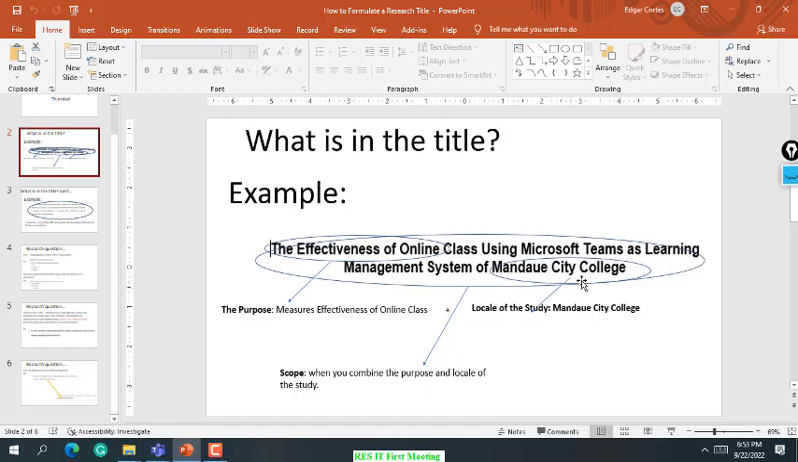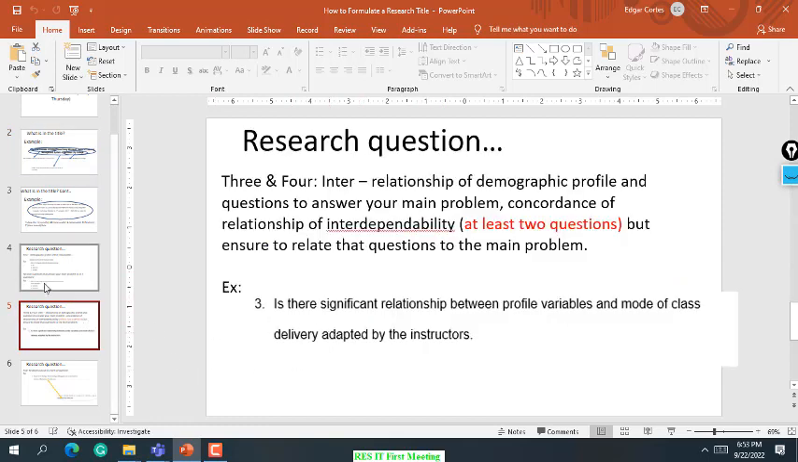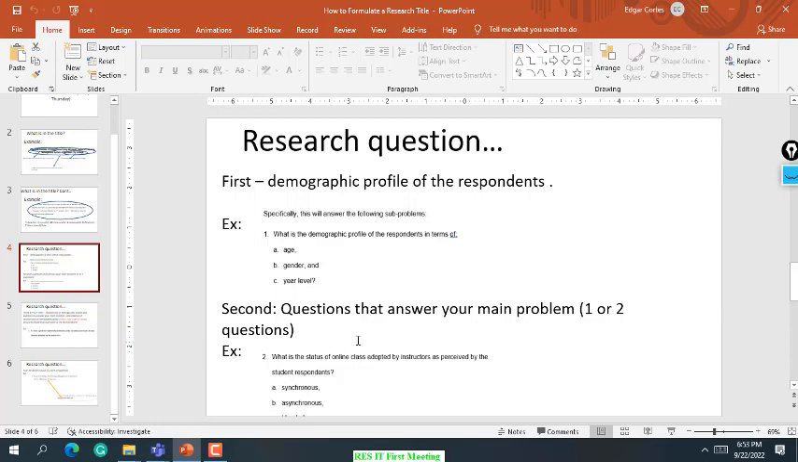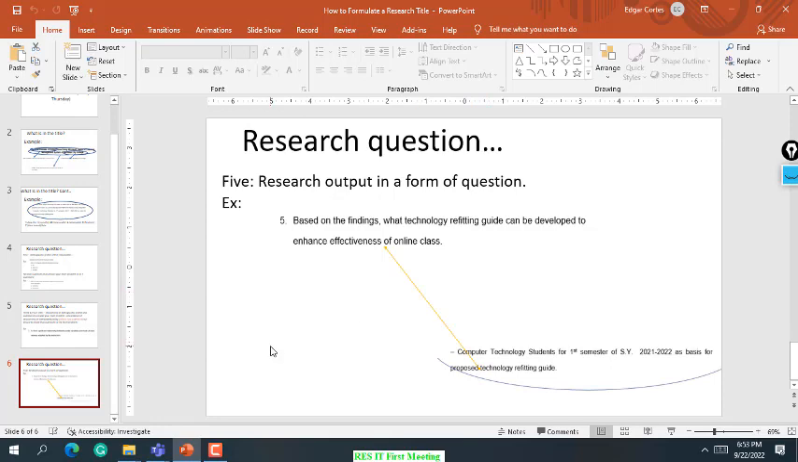Effectiveness is a measure. So whatever questions related to effectiveness should be at number 2. And numbers 3 and 4, these are the interrelationship of the demography of the respondents and the main questions, which basically, or in practice, are number 2 questions. Okay, do you understand formulating research questions, class? Is it clear? Is it clear to you?